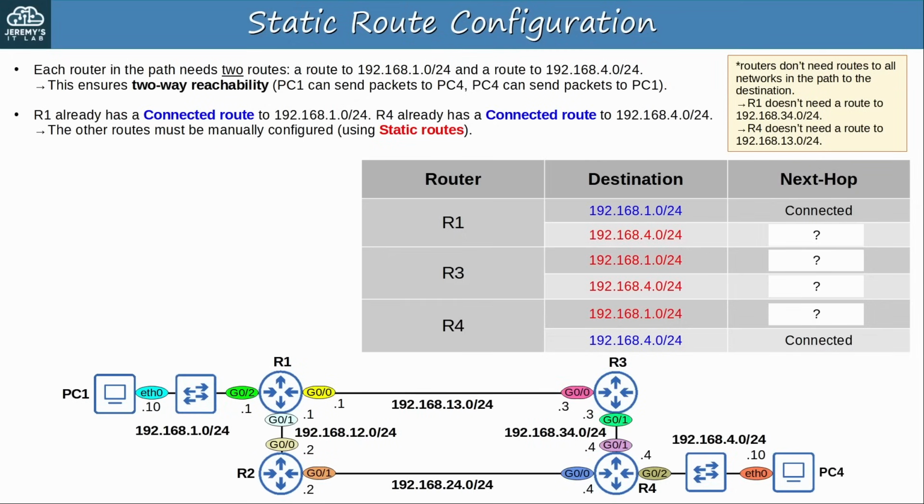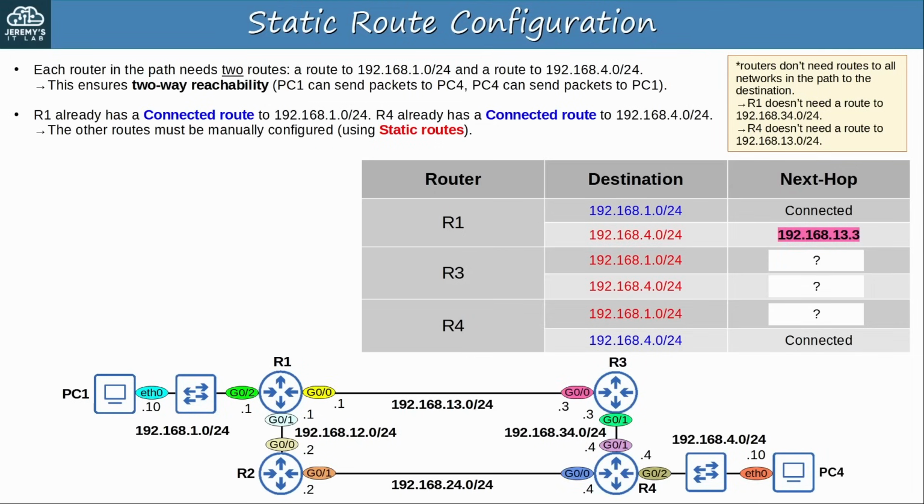Now let's check. For R1 to send a packet to the 4.0/24 network, what is the correct next hop IP address? Remember, we're using the path via R3 for this video, not the path via R2. The answer is 192.168.13.3, the IP address of R3's G0/0 interface. R1 has a connected route to 192.168.13.0/24, so it knows how to reach 13.3. It can then use that IP address as a next hop to send packets toward the 4.0/24 network.